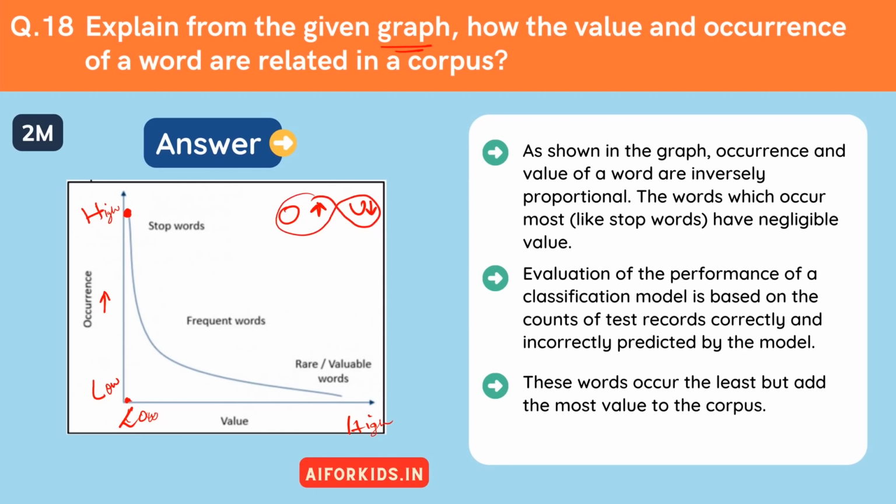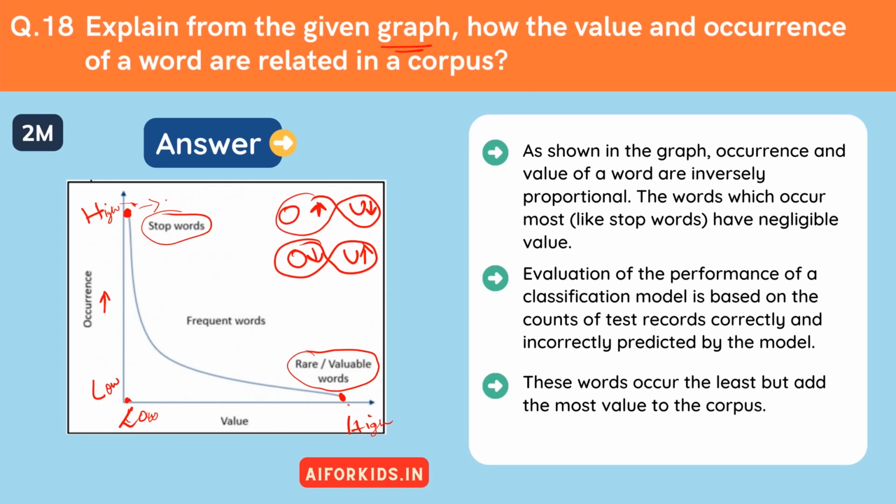Next, if occurrence decreases and is very low, then value increases. This means if something is rare, then it is valuable. If some word is available in really high amount, then it is non-valuable and also known as a stop word or unnecessary word. So occurrence decreases, value increases. This means they are in inverse proportion. They're inversely proportional.